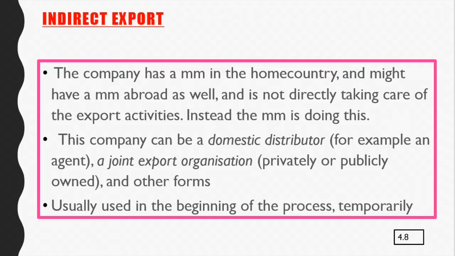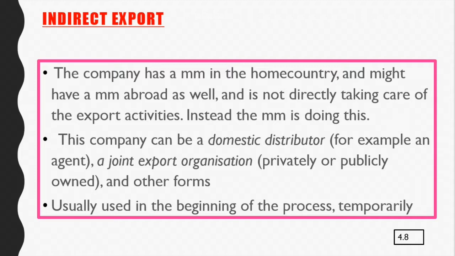The company can be, for example, a domestic distributor, an agent, or a joint export organization. There are many different types of these. They can be privately or publicly owned export organizations, and then also other types of companies. This is what different types of middlemen exist. If you read books on these things, you will find many different examples of middlemen, but I think that an agent is probably the one that you recognize mostly.